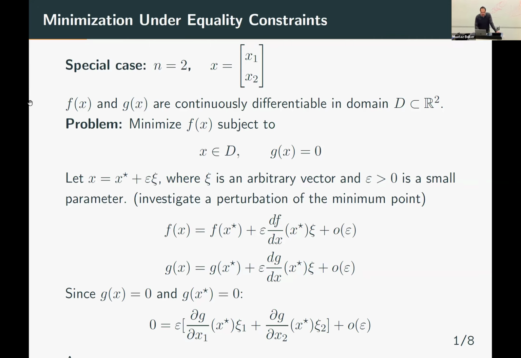All right, so we have two functions, f and g of x, where we assume that both are continuously differentiable in a domain D in R2. Here's the problem: minimize the function f subject to x belonging to this specific domain, and we also want to satisfy this constraint, g of x equals 0.